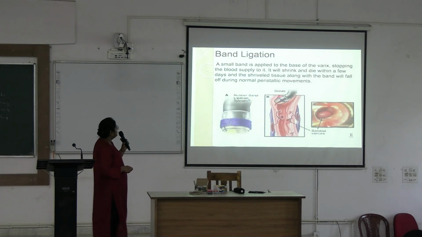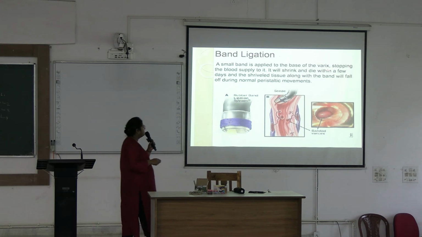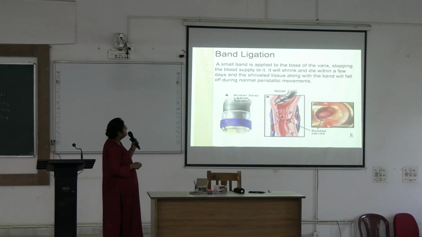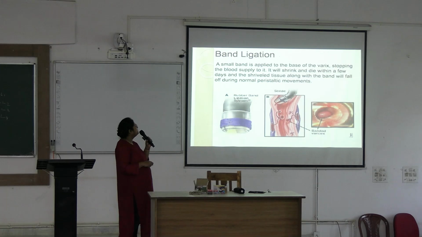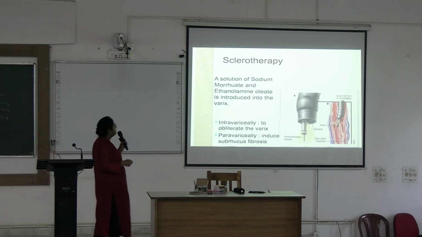So this is band ligation; see the rubber band ligation system. Through the endoscopy system, a band is placed around the varix. Here the band has been placed. This is the varix in endoscopic view. A small band is applied to the base of the varix, stopping the blood supply to it, and it will shrink and die within a few days, and the shriveled tissue along the band will fall off during normal peristaltic movements. Next is sclerotherapy.